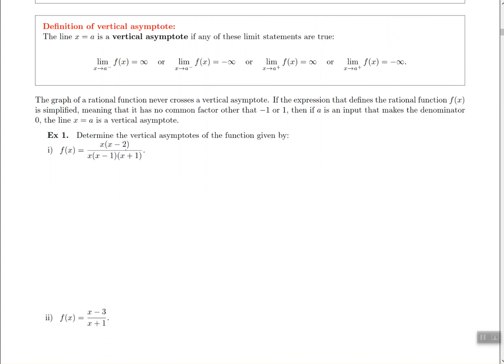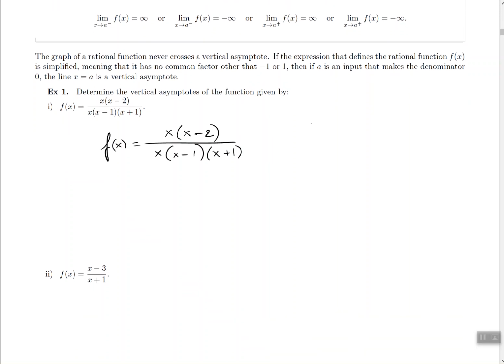It says determine if the function f of x has a VA or not, and f of x is x times x minus 2, and then x minus 1 and x plus 1. So let me go ahead and write it down real quick. So it says x, and then x minus 2, and then x plus 1 and x minus 1. The order doesn't matter. I put plus first, so let me go ahead and make it minus again. So here's how you first have to investigate.